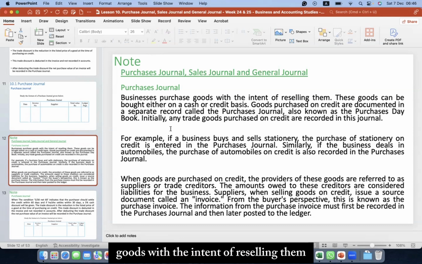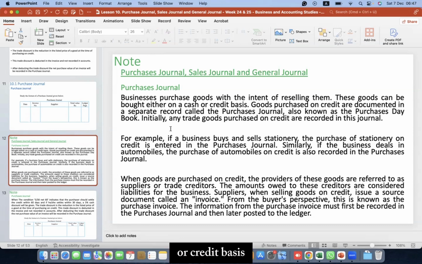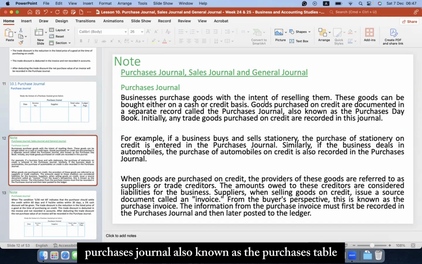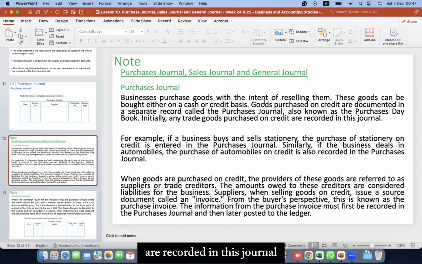Businesses purchase goods with the intent of reselling them. These goods can be bought either on cash basis or credit basis. Goods purchased on credit are documented in a separate record called the Purchases Journal, also known as the Purchases Daybook. Initially, any trade goods purchased on credit are recorded in this journal.